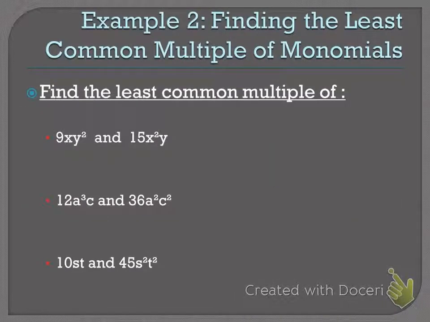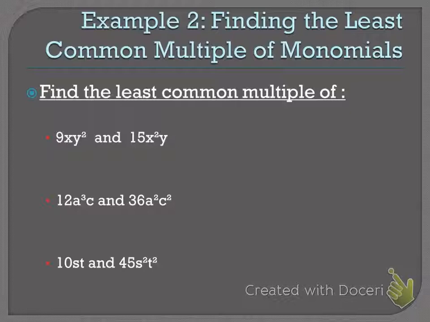Now in example 2, and this is really the direction that we're moving, we started with just numbers, finding the lowest number that both go into. And now we're dealing with monomials. So we're bringing some variables into the picture here.